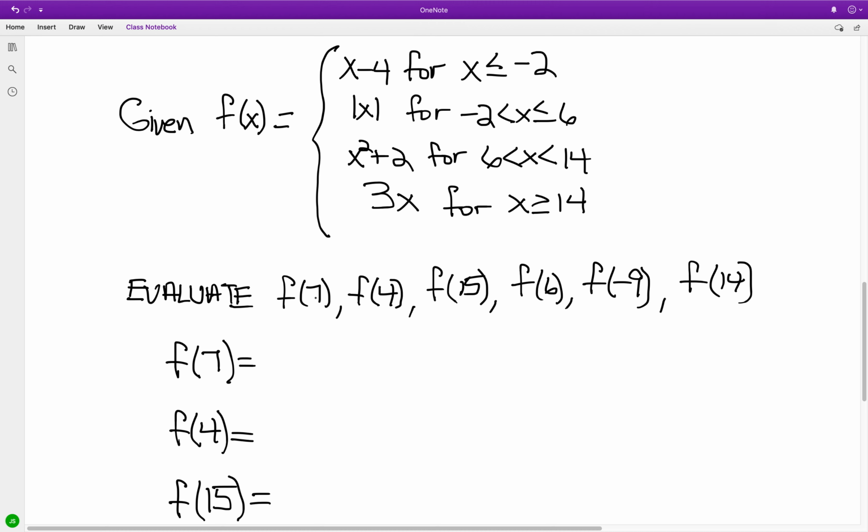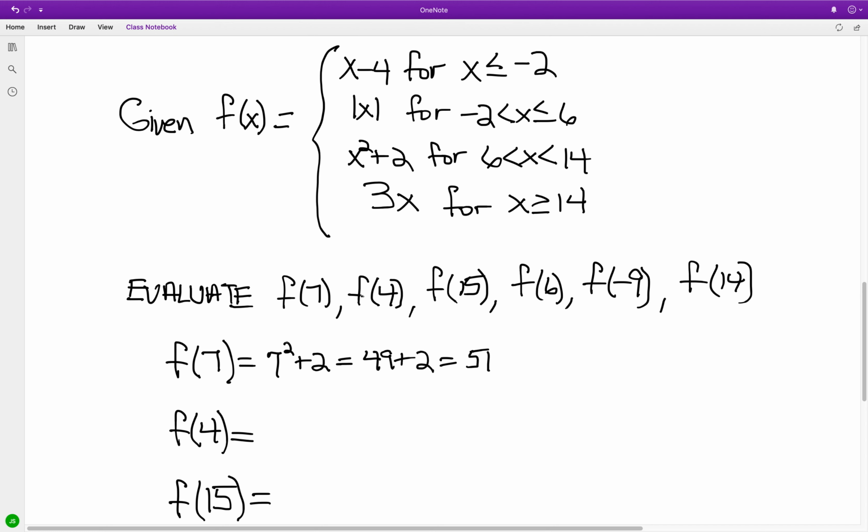Now, the input value x is 7. So it doesn't belong to the first or the second inequalities, but 7 is such that 6 is less than 7 is less than 14. So I'm going to use 7 and apply it to x squared plus 2. So for x squared plus 2, this will translate out to 7 squared plus 2. 7 squared is 49, and 49 plus 2 is equal to 51. So f of 7 is equal to 51.